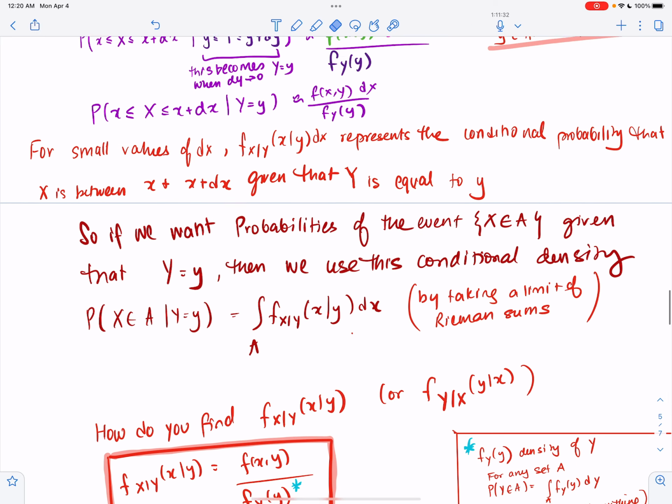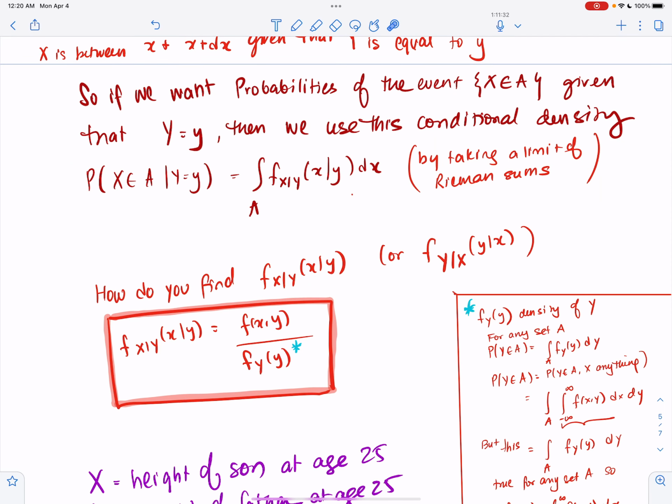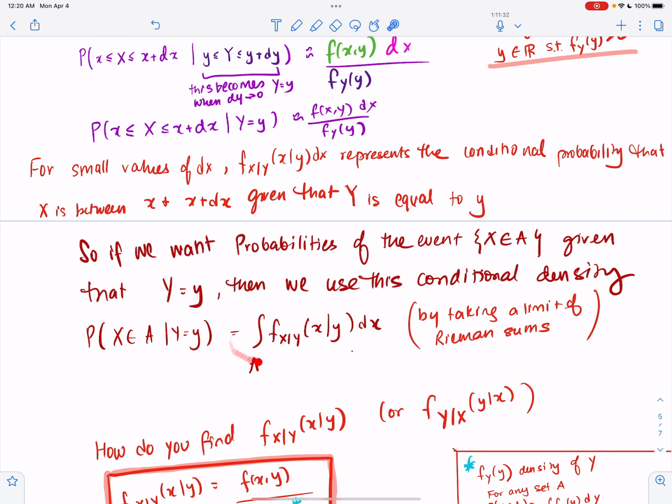So, if we want probabilities of the event x is in A, given that y is y, then you use this conditional density and you integrate that over A. So if you ask the question, what's the probability that the son's height is between 5 feet 5 inches and 5 feet 10 inches? Well, you integrate this conditional density over that interval, where you've plugged in the father's height.